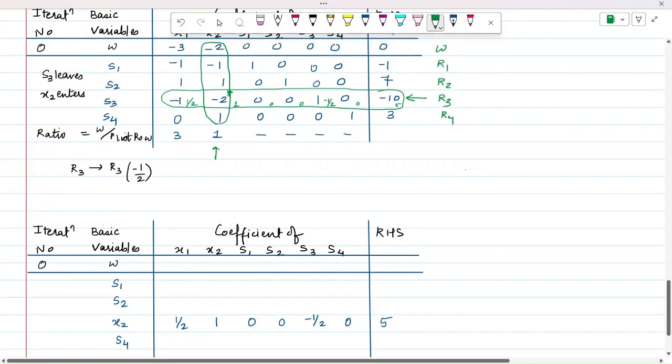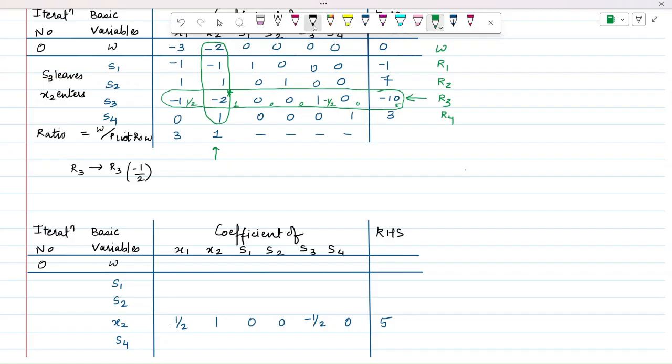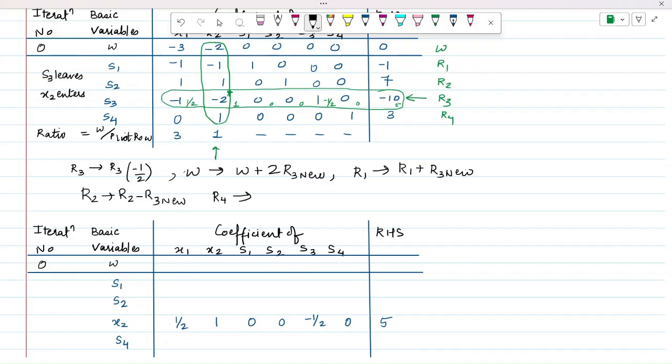Fine. Now the entire pivot column needs to be made 0 except for the key element. The key element is already made 1, and using the key element, you have to do that. So the W row is going to become W row plus 2 times R3 new. Then R1 is going to get converted to R1 plus R3 new. R2 is going to get converted to R2 minus R3 new. And R4 gets converted to R4 minus R3 new. So these are the operations to be performed.